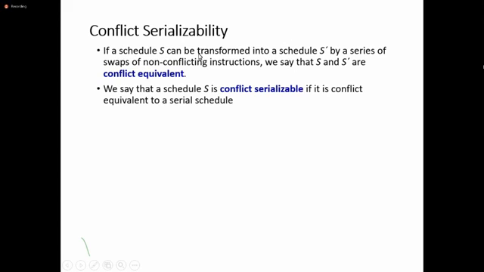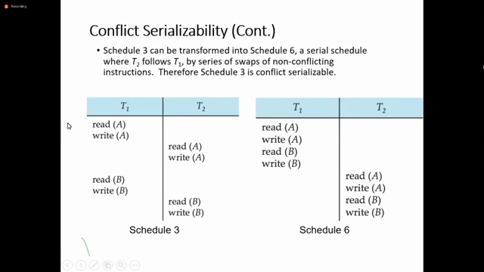Then conflict serializability. If schedule S can be transformed into schedule S dash by a series of swaps of non-conflicting instructions, then there is no conflict and they can interchange their schedule. Then we call S and S dash conflict equivalent. We say that schedule S is conflict serializable if it is conflict equivalent to a serial schedule. Serial means continuous.